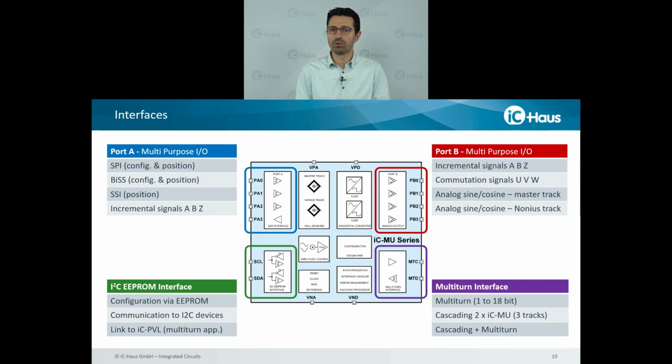And you have the option to connect additional devices to this bus, for example, a temperature sensor, and then you can read out the temperature value through the iC-MU, for example, over a BiSS or SPI interface. Or we can have a link to the iC-PVL, which is our multi-turn chip, and then we can configure this chip too. The multi-turn interface, as the name says, lets you read in a multi-turn value, or we can do a cascading of 2 iC-MU to scan 3-track magnetic targets to expand the measurement range or distance.